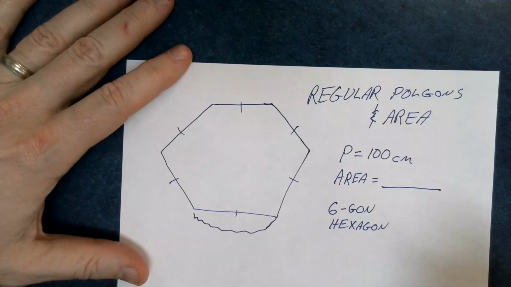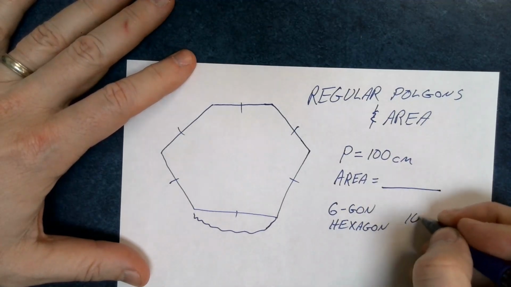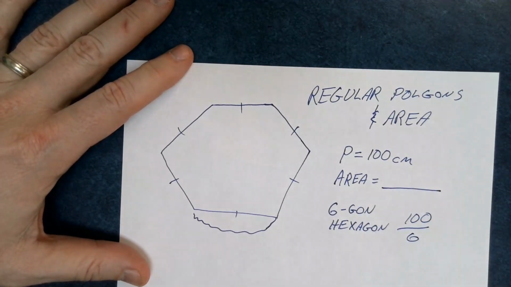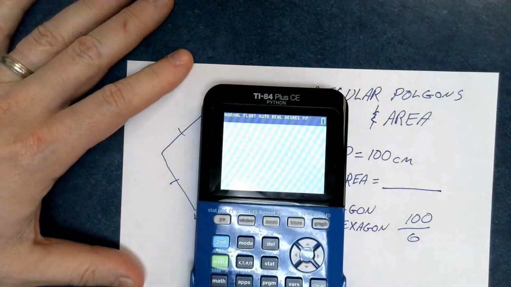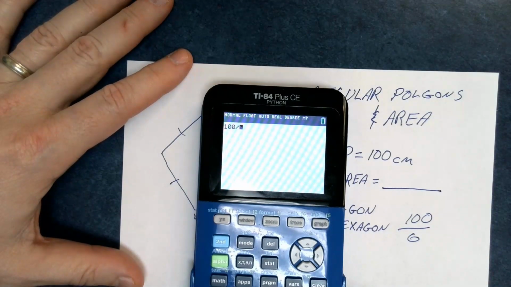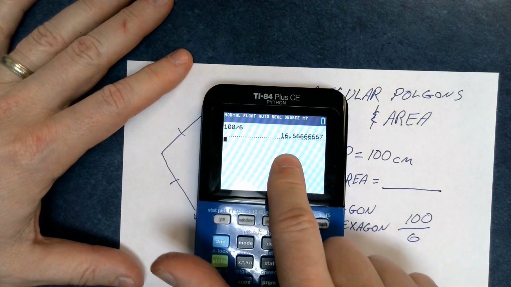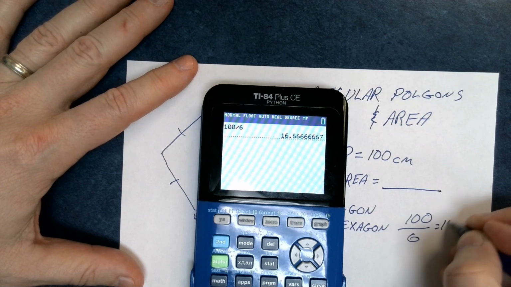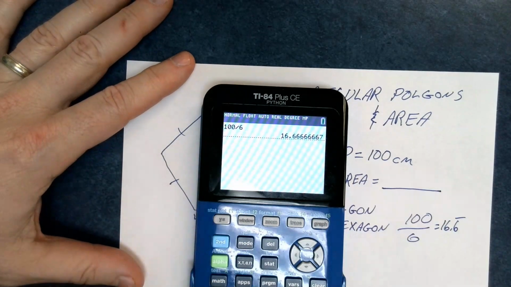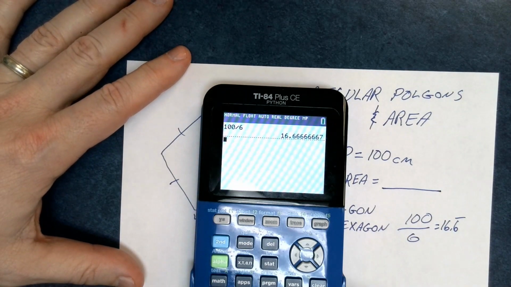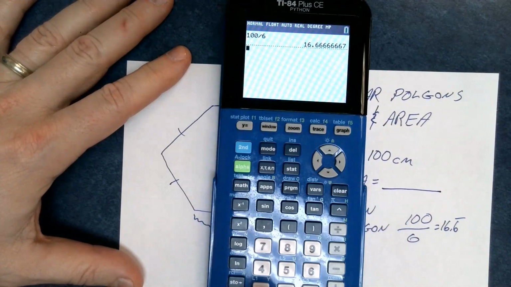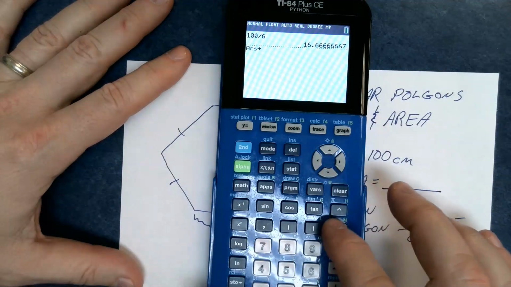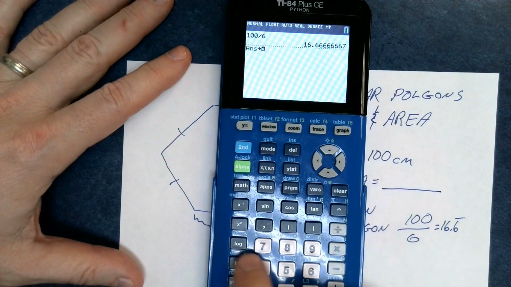The next thing that I'm going to do is take this 100 and divide it by 6. If I turn my calculator on and do 100 divided by 6, you can see that I get 16.6 repeating. And that number I'm going to store in my calculator, or when I write it down, I want to type as many 6s as I can. So I'm going to hit store, the STO button right down here at the bottom, and I'm going to store it in alpha S.